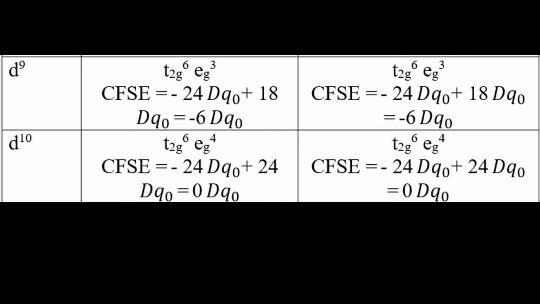And for strong field, that is low spin, electronic configuration will be t2g^6 eg^3, CFSE will be minus 24 Dq0 plus 18 Dq0 is equal to minus 6 Dq0. D10 system, electronic configuration for octahedral high spin complexes t2g^6 eg^4, CFSE will be minus 24 Dq0 plus 24 Dq0 is equal to 0 Dq0. And same for low spin complexes.